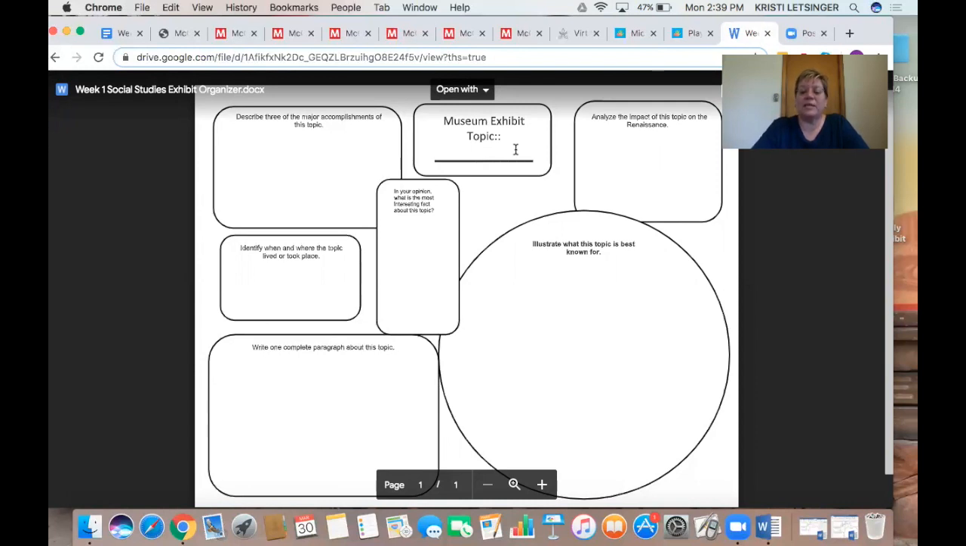Analyze the impact of the topic on the Renaissance. Because our discussion is the Renaissance, I'll tie it back to how they impacted the Renaissance. Now, you've been given a few pages in your packet. One of the things that I suggest, if you enjoy this, is to make some more that you didn't have copies for. And I'll explain what I mean here in just a second.